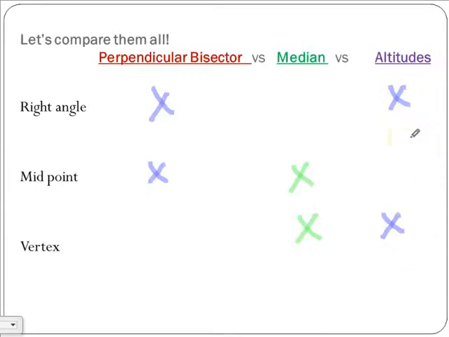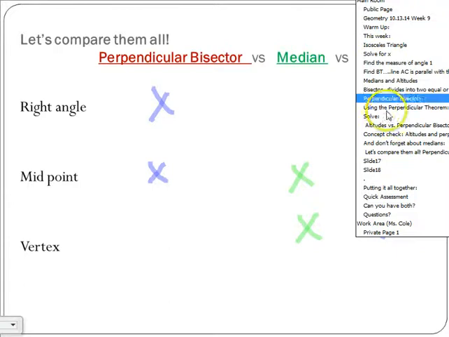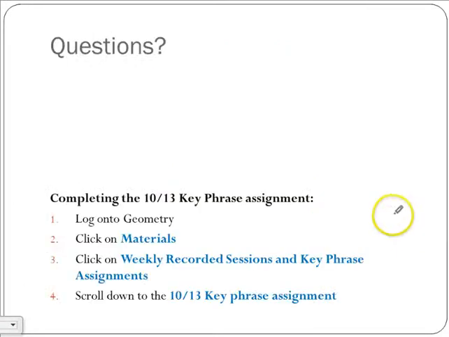Having this chart will help you as you work through your problems this week, and that's where we're going to stop for today. Good introduction of everything. And then we are ready for a key phrase assignment.